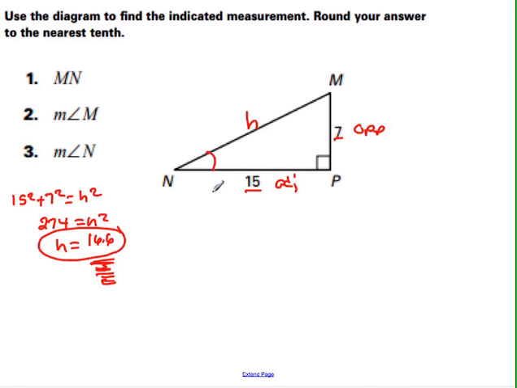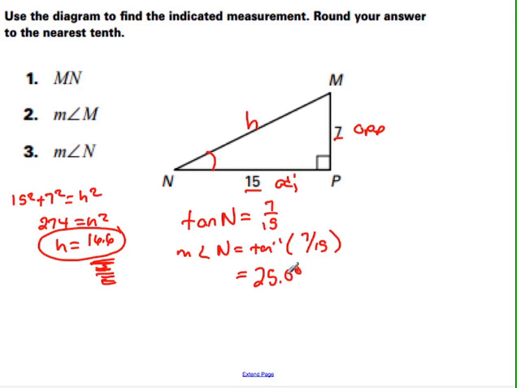So which trig function deals with opposite and adjacent? That's going to be the tangent function. So I'll say the tangent of n equals the opposite over the adjacent. Or in other words, n is going to equal the tangent inverse of 7 over 15. Sometimes you'll see the measure of angle n written that way. Sometimes you'll just see n. In this case, n is going to equal, I think, 25.0 degrees.